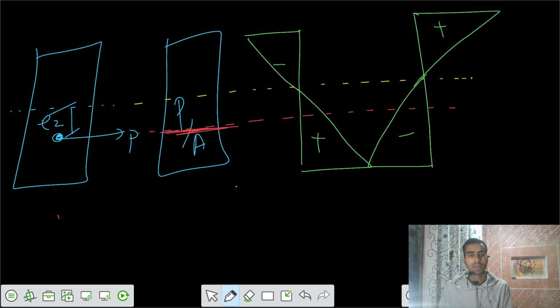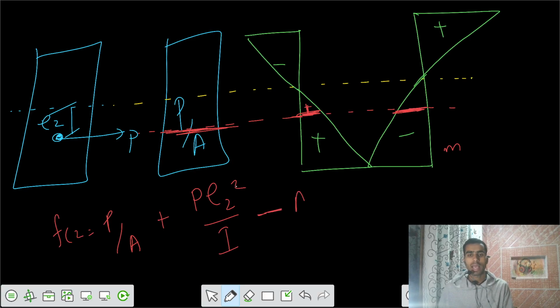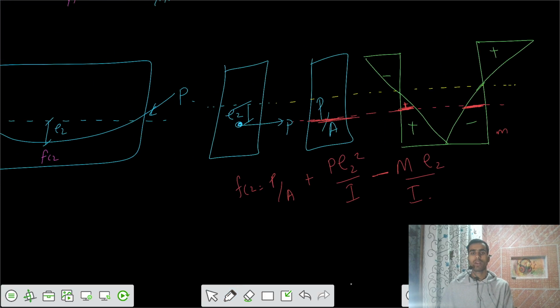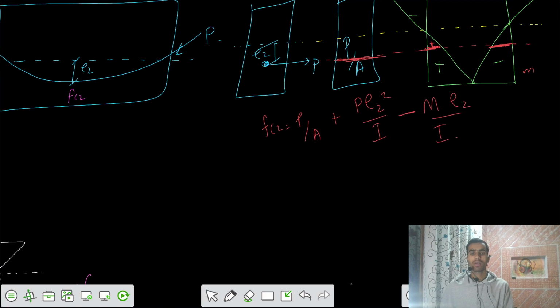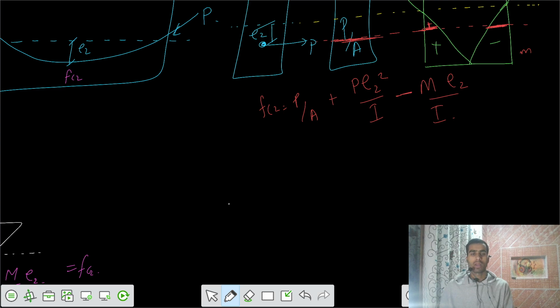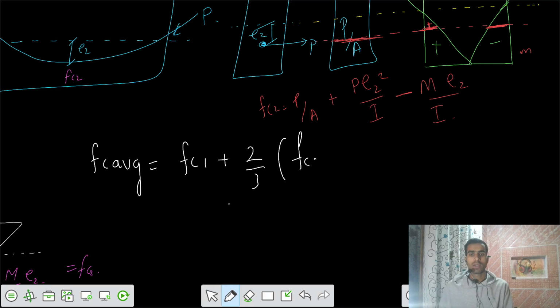This one is your P by A. So your FC2 we can write as P by A, then this one is positive plus, this one is the value of P E2 square by I, and the third one is that moment. This is because of the moment, so I would write minus M E2 by I. This is your stress 2. Once I get the values of FC1 and FC2, then I can write FC average for this one equal to FC1 plus 2 by 3 of FC2 minus FC1. So this is our average stress.